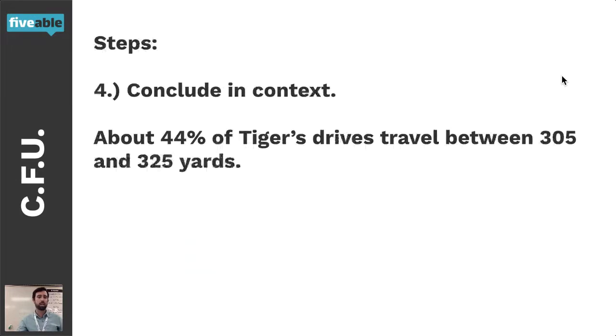And then always at the end, state it in context. What are we talking about here? About 44% of Tiger's drives travel between 305 and 325.